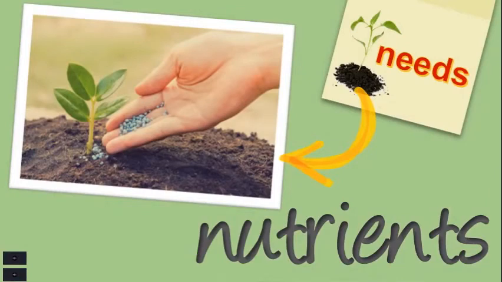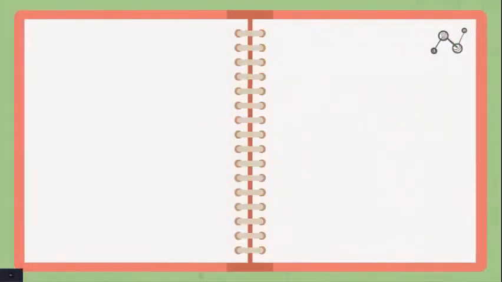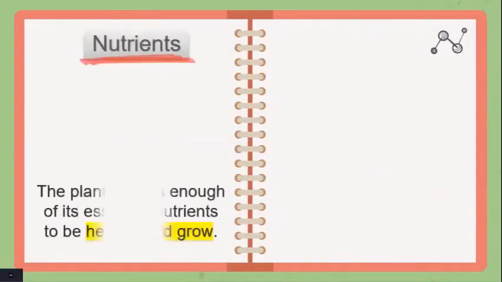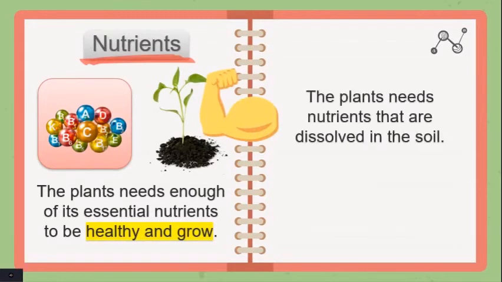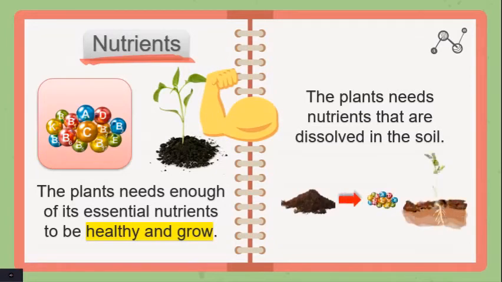Nutrients. Plants also need nutrients, like us people and animals as well. They need nutrients to be strong. The plant needs enough of its essential nutrients to be healthy and grow. These nutrients are coming from the soil. The plant needs nutrients that are dissolved in the soil.